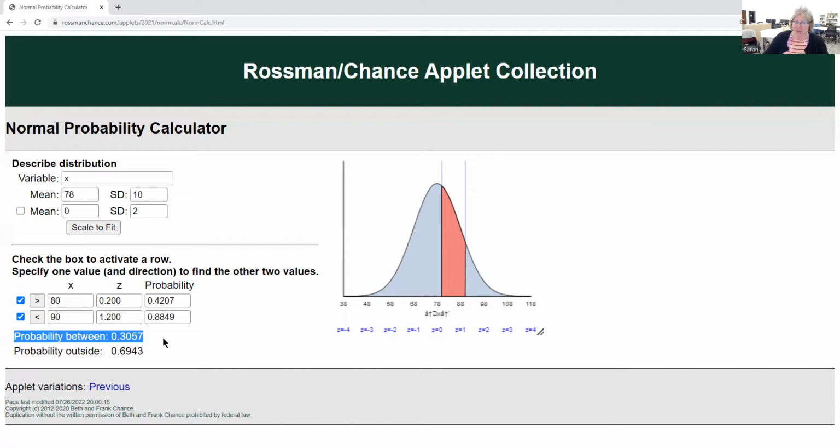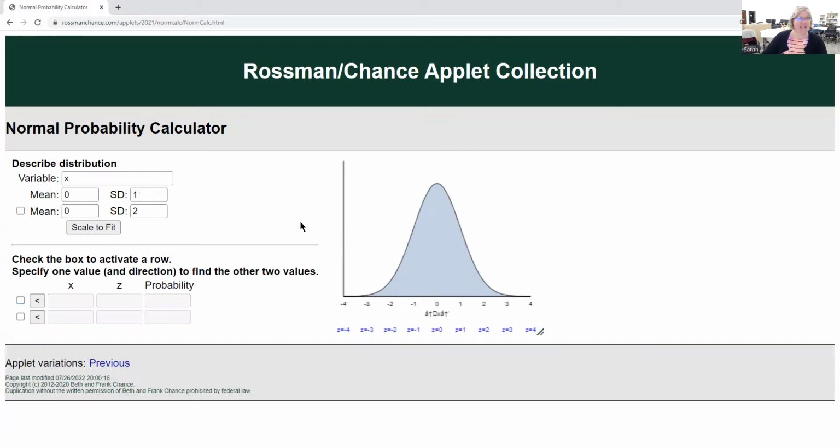The last question for this particular problem says, find the probability the student earned either less than 80 or more than 90. So we're looking at that probability that's outside of the 80 to 90 range. So that'll be the second line here. And that'll be 0.6943 or 69.43%.